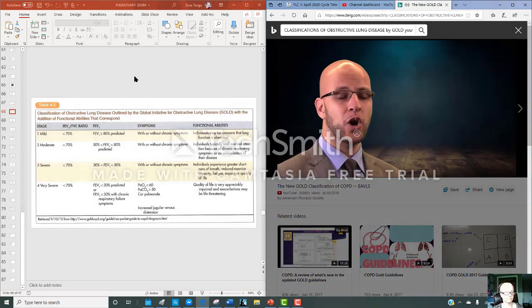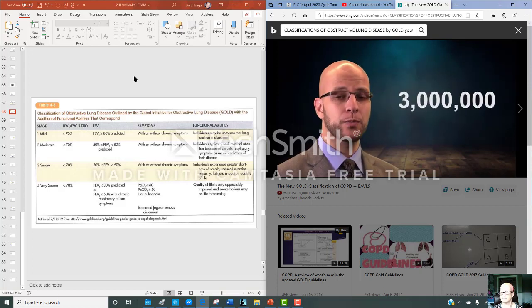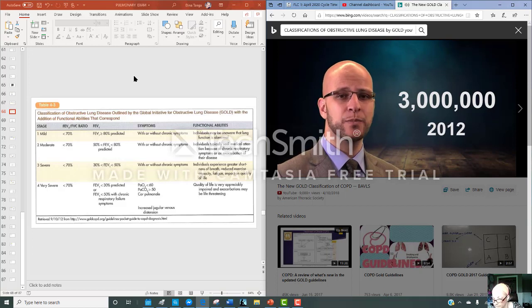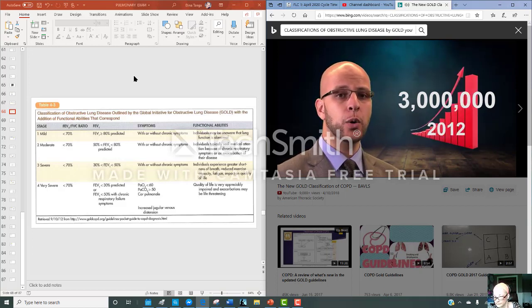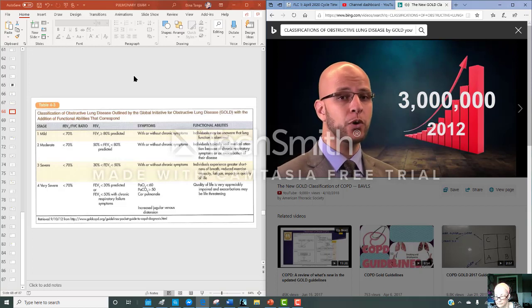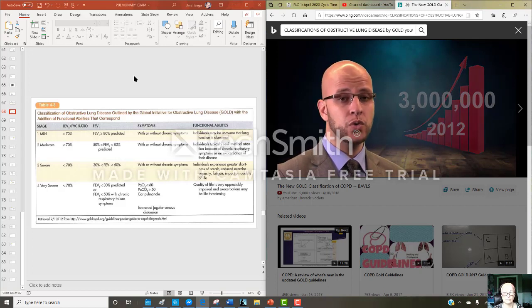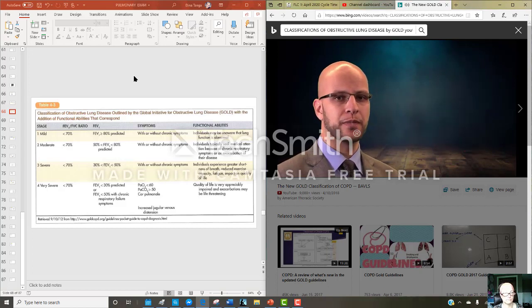COPD is one of the leading causes of death in the United States. Over 3 million people died of COPD in 2012, accounting for 6% of all deaths globally. And these numbers are going up every year. Therefore, it's very important to not only promptly diagnose these patients, but also differentiate between different disease severities so that appropriate therapeutic modalities can be used to help those patients.